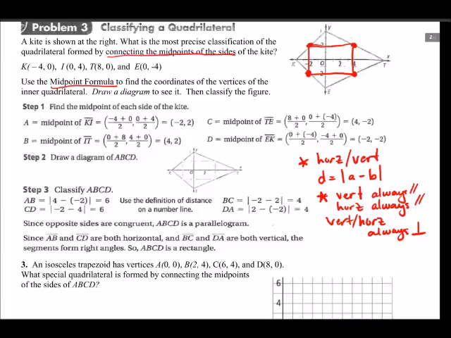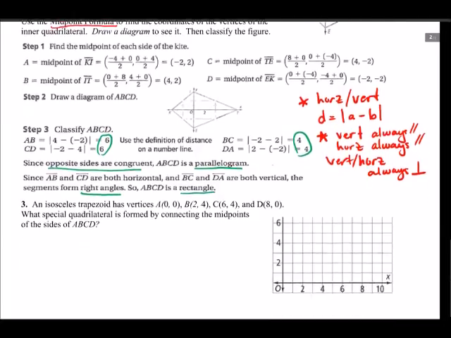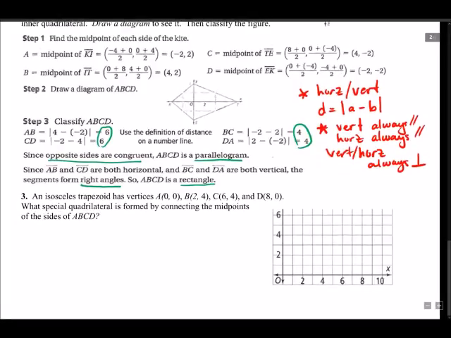All right, so we have done our distance formulas. We see here that opposite sides are congruent, so we know we have a parallelogram. And horizontal and vertical lines make right angles, which is going to give us a rectangle. And so I don't think we need to do this last problem. We can plot our points if we like.